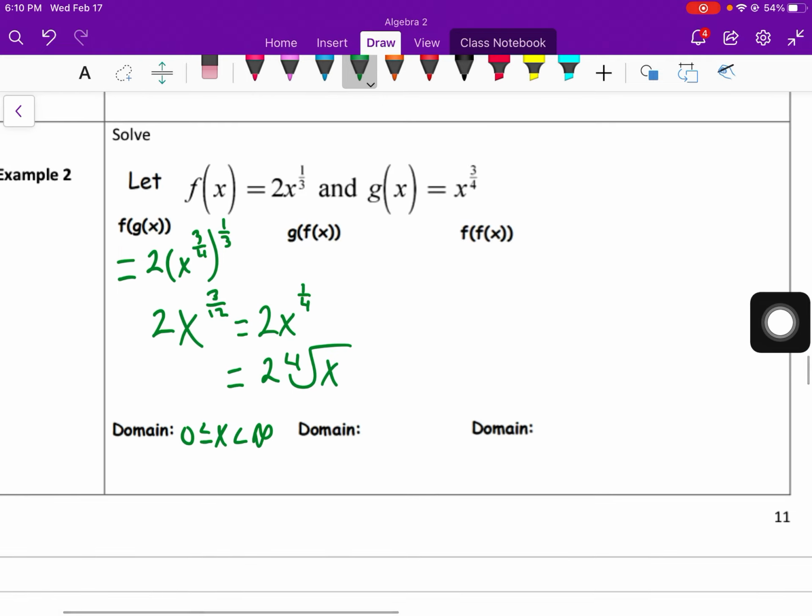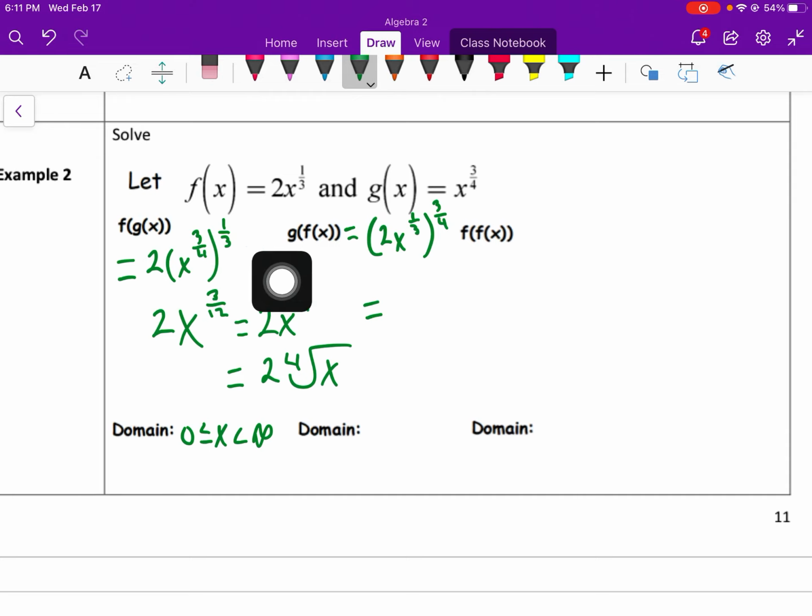So now let's do g of f of x. So g of f of x, we're now plugging in 2x to the third power in for x. So 2x to the third, and we raise that to the 3/4 power. So yet again, at this step, they are the same, because, excuse me, actually, we have a product raised to a power, so we need to distribute that 3/4 through. So we have 2 to the 3/4 times x to the, well, that would have simplified to the 4th.